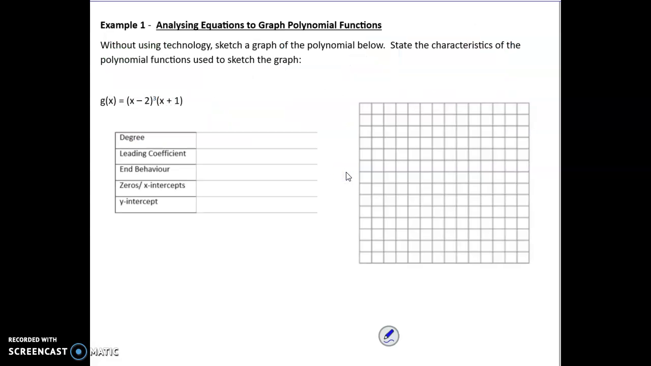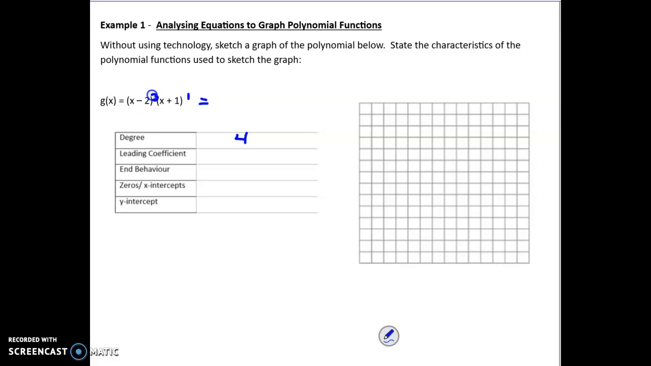Alright, so let's look at example 1. We are going to sketch a graph of the polynomial below and state the characteristics used to sketch the graph. So we're going to look here for the degree. So remember that with degree, you'd have to consider both of these. The first one has a power of 3, the second one has a power of 1. So if I multiplied this all out, I would end up with an x to the power of 4. So the degree would be 4.